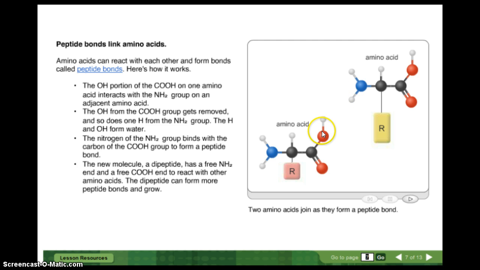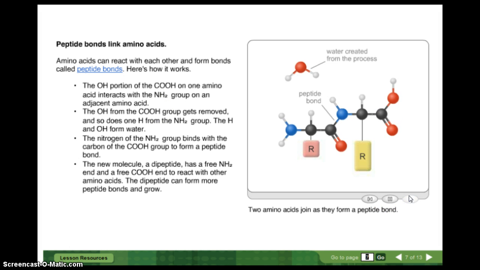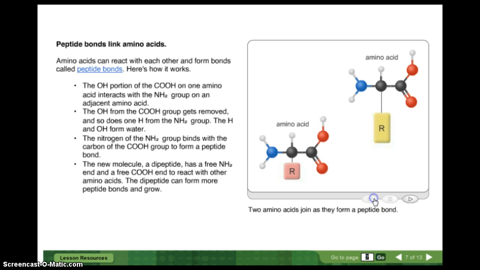A condensation. The nitrogen of the NH2 group binds with the carbon of the COOH group to form a peptide bond. The new molecule, a dipeptide, has a free NH2 end and a free COOH end to react with other amino acids. The dipeptide, or two peptides, can form more peptide bonds and grow. Voila! All right, so let's watch it again.